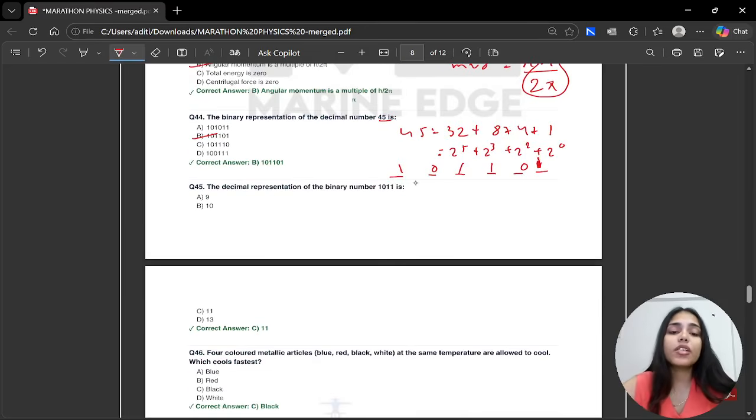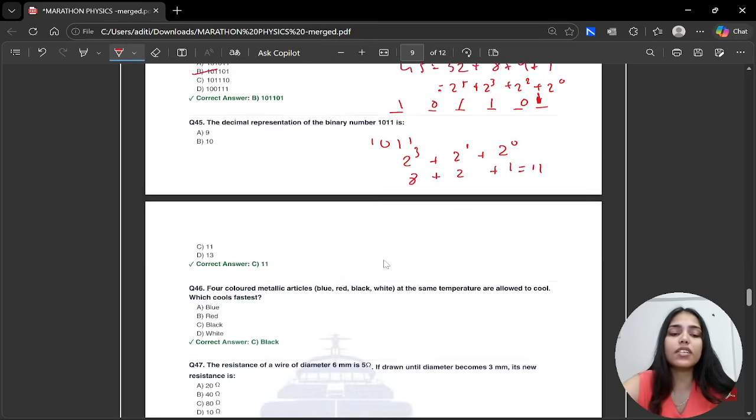Next. Decimal representation of 1, 0, 1, 1 will be 2 to the power 0 plus 2 to the power 1 plus 2 to the power 3, right? Because 2 to the power 2 is already 0. So 1 plus 2 plus 8. So we'll get the answer as 11. So option C is correct here.